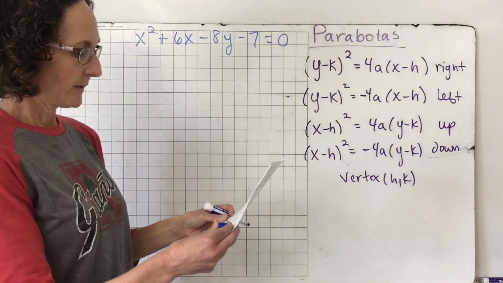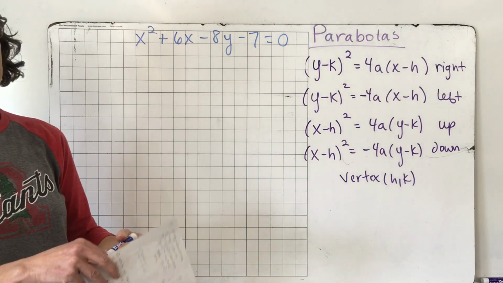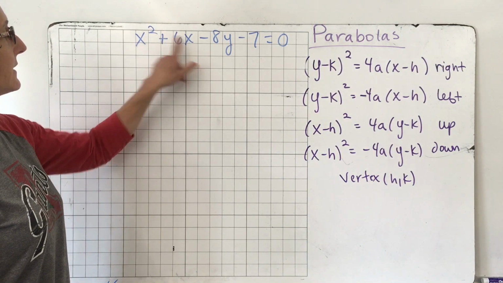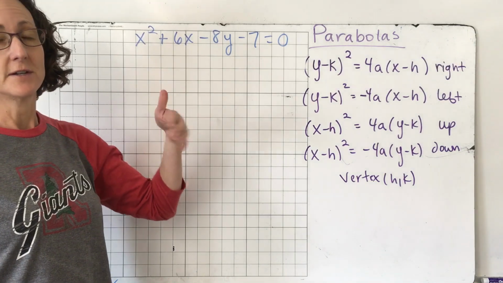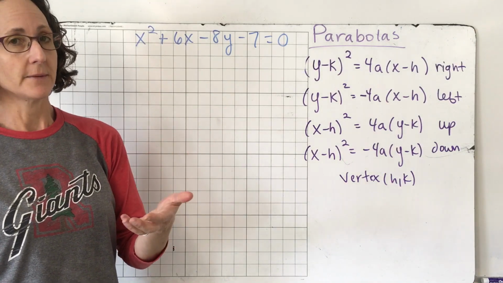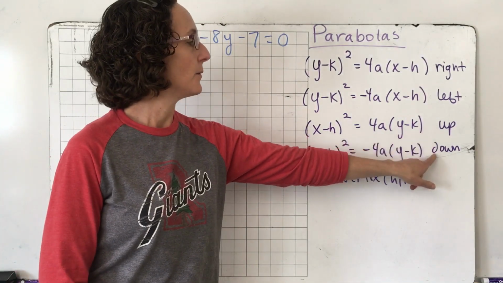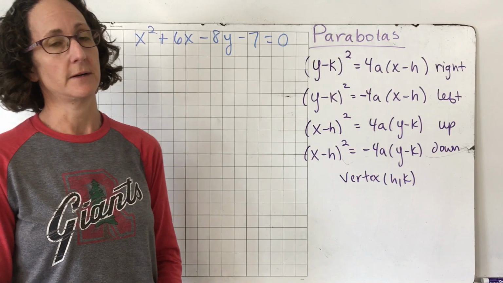Okay, so even though that equation looks kind of new, you should still know it's a parabola because of this reason. If you look at your variables, we have x's and y's, only one of those variables is being squared, just the x. So we know it's a parabola, x squared, and we know it either opens up or down. We know it doesn't open right or left because the y is not being squared.